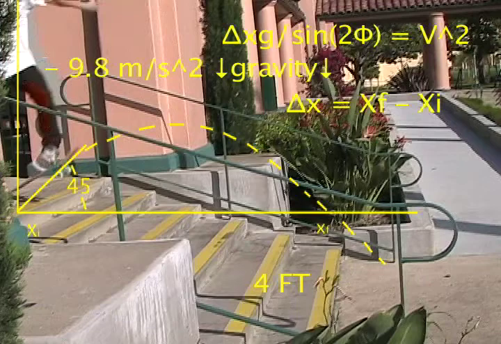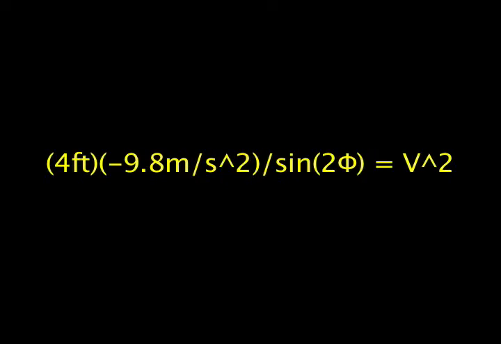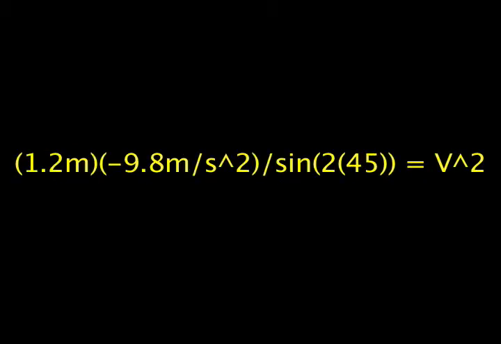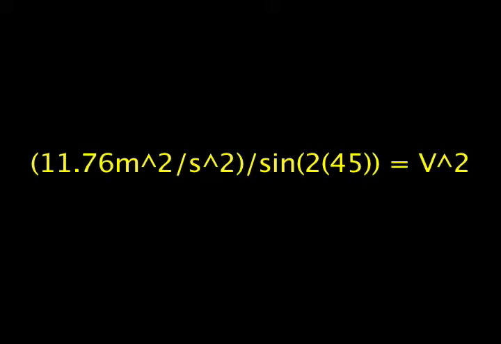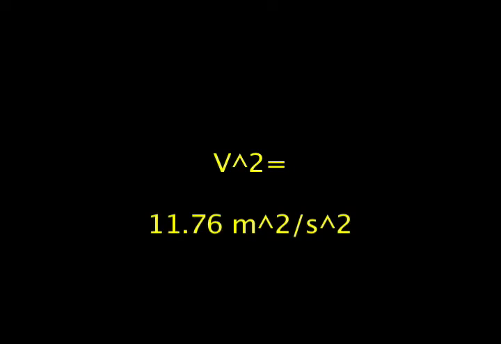Now what do we do with all these values? Well, we plug them into our equation, which will end up looking like 4 feet times negative 9.8 meters per second squared divided by the sine of 2 theta, or 45 degrees. Now we calculate everything. 4 feet can be converted into 1.2 meters, which times negative 9.8 meters per second squared is equal to 11.76 meters per second squared. And the sine of 2 times 45, or 90, is equal to 1. So our velocity squared is equal to 11.76 meters per second squared.